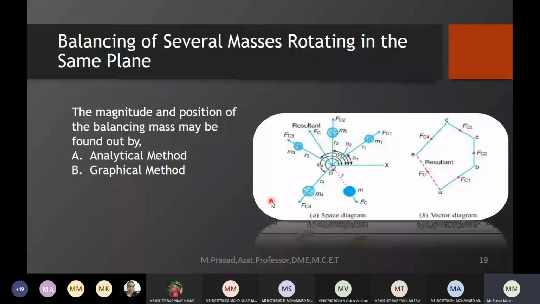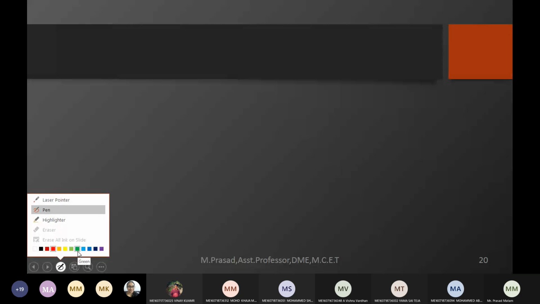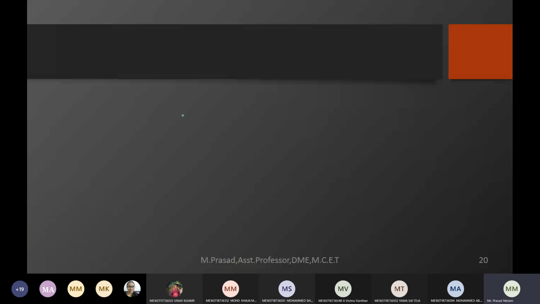So let me show how to draw this configuration diagram here. So I'm drawing the configuration diagram. Let me use a different color. Is this green color visible to all of you, dear students? Please answer. Okay, this is our x-axis.